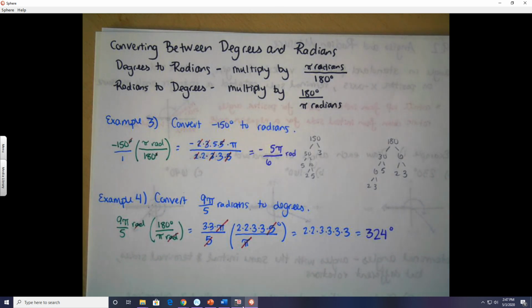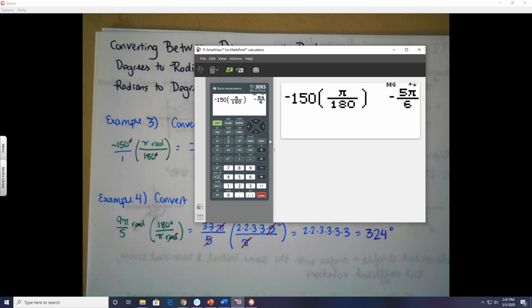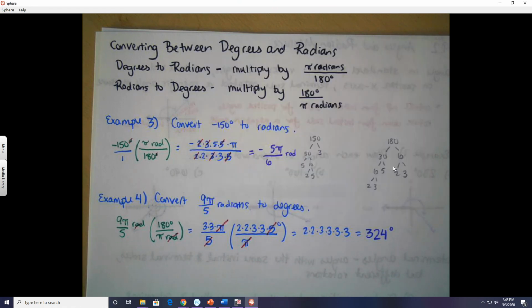If you had a calculator, clear out this last thing. So we had 9 pi over 5, and we're going to multiply that by 180 over pi. And if I hit enter, hey, there's our 324 degrees. Now on these problems, make sure that you label your answers with the degree symbol or the radian symbol, the appropriate unit for the problem that you're doing.